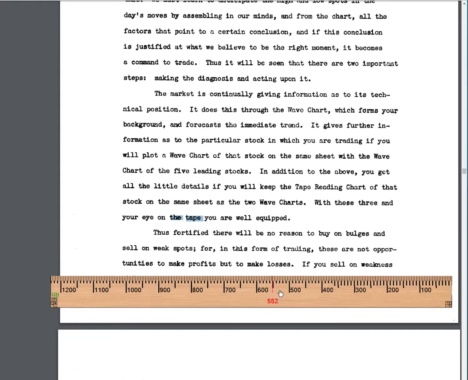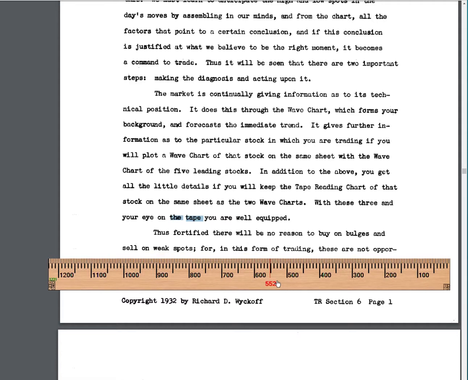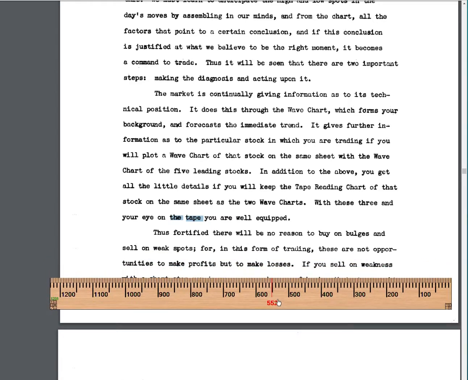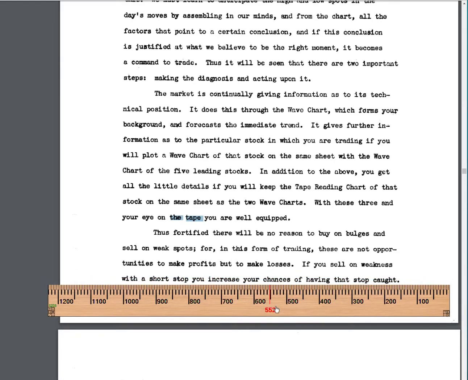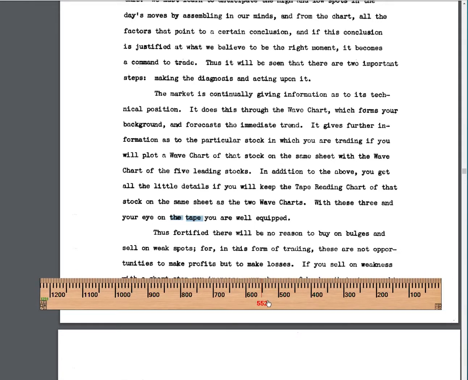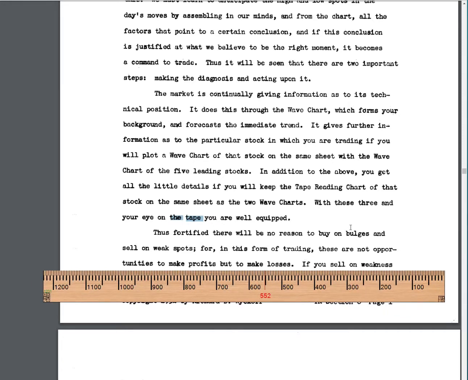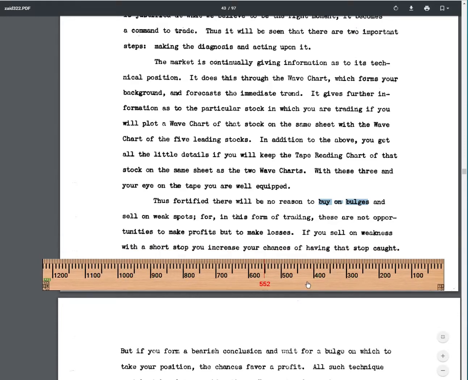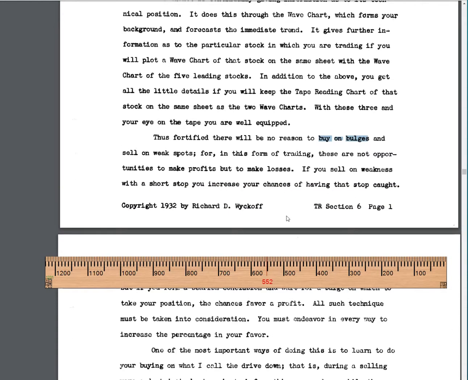Thus fortified, there will be no reason to buy on bulges and sell on weak spots, for in this form of trading there are no opportunities to make profits, but to make losses. Well, I don't know what they're saying over here, other than don't buy on bulges and don't buy on breakouts. Don't trade breakouts. You can always trade the pullback. That's the whole point of this. So he's saying that with all that data, you don't need to trade breakouts. You can trade the pullbacks.